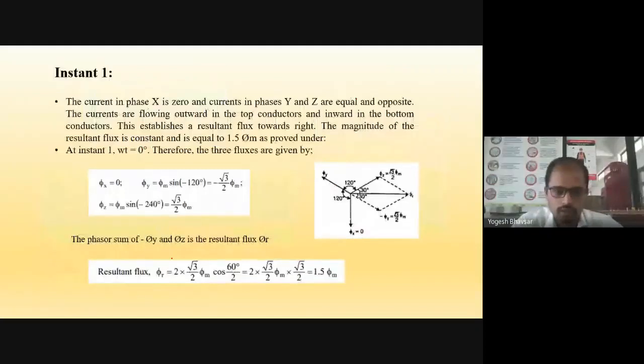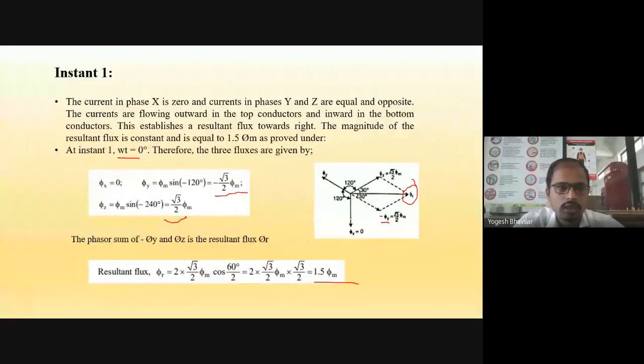So at the first instant we put omega t equal to 0, then we get this type of magnitudes, and the resultant is 1.5 times phi m, and the resultant flux is exactly in between x and z and negative of y, because the polarity for this y phase is negative in this case.